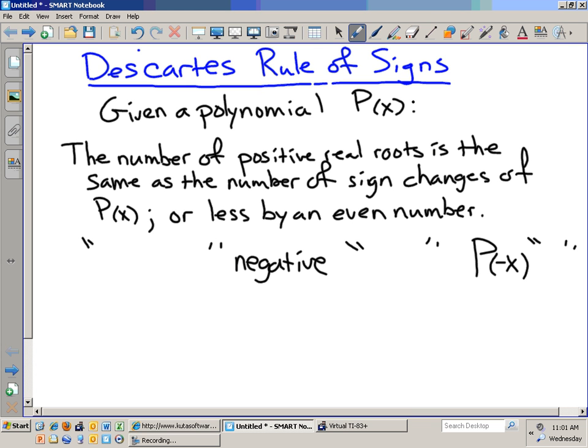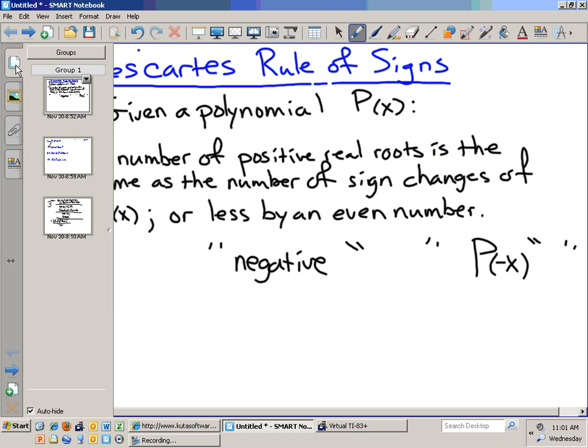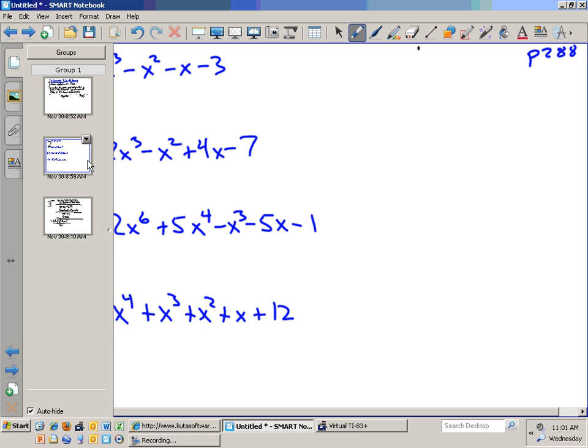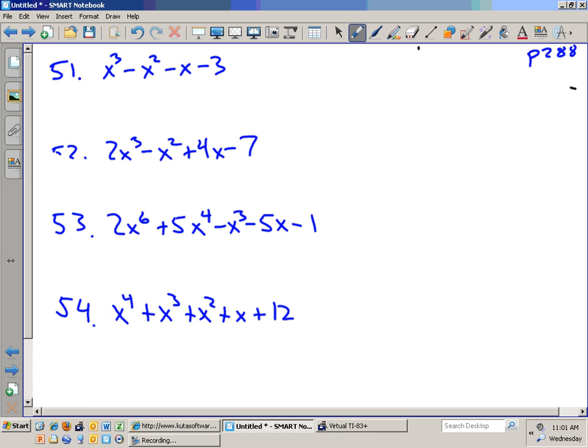We're going to do the first 4 problems of your assignment together here. I don't use this very often, but you should see it so that if you take a higher math class, you'll know how to do it, and second of all, you may end up using it at some point. Okay, page 288 in your book, I have problems 51, 52, 53, and 54 written down. You can write these down as you see them. Just leave a couple lines in between, and that'll be enough.